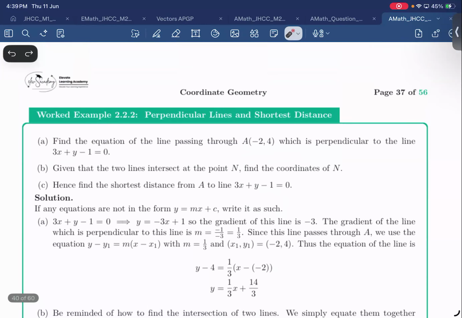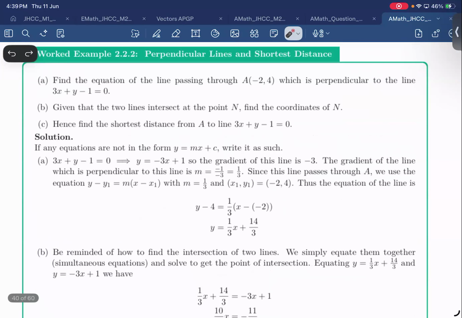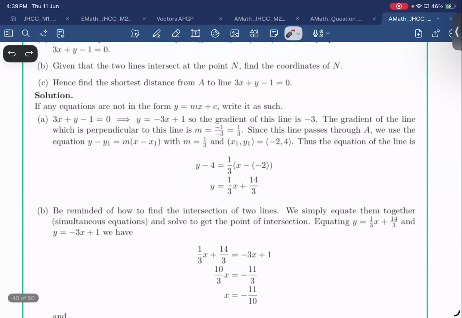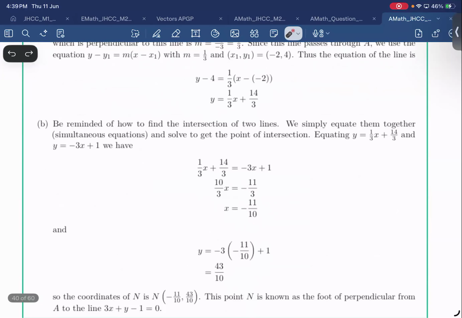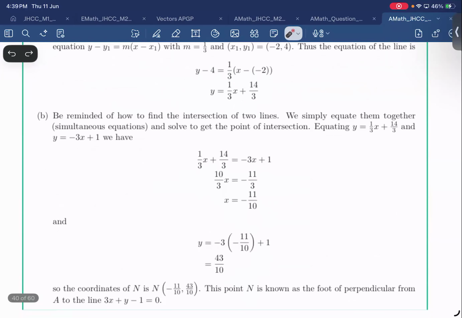Given that the two lines intersect at point N, find the coordinates of N. Here you have the equation of the perpendicular line and the equation of the line itself. You can use simultaneous equations to solve for the intersection. So you let this be equal to this, then you solve it simultaneously. Equation 1 equals equation 2, and then the answer is x equals minus 11 over 10. Sub back into the first or second equation, you get y equals 43 over 10. So the point of intersection is minus 11 over 10 and 43 over 10. Extra info: this is called the slope of perpendicular.